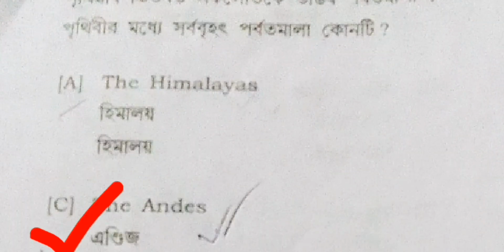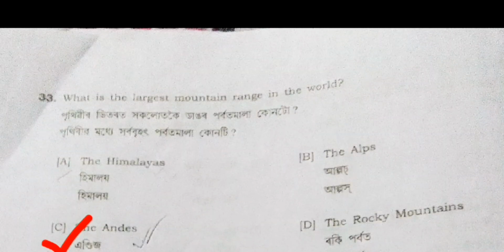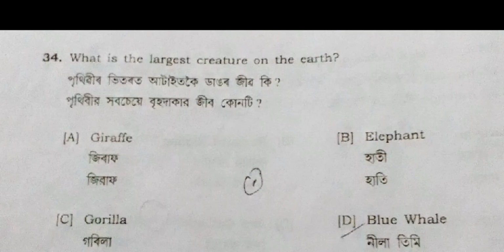Next question is, what is the largest creature on the earth? Is it A, giraffe, B, elephant, C, gorilla, or is it D, blue whale? The answer is D, blue whale.